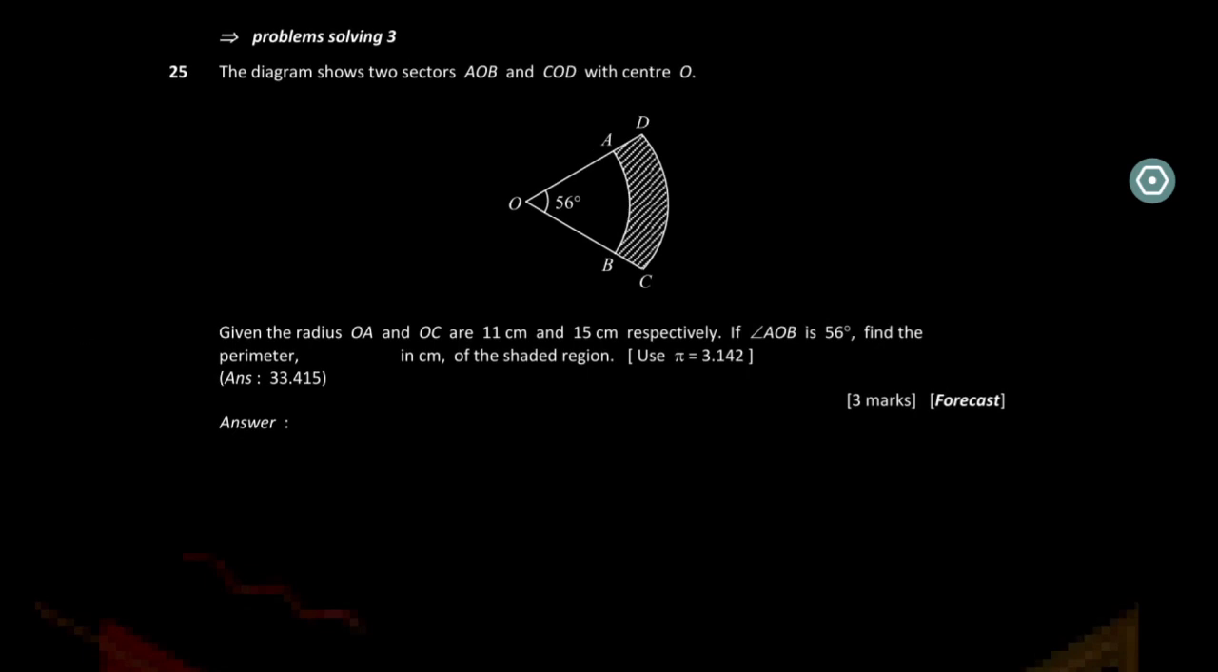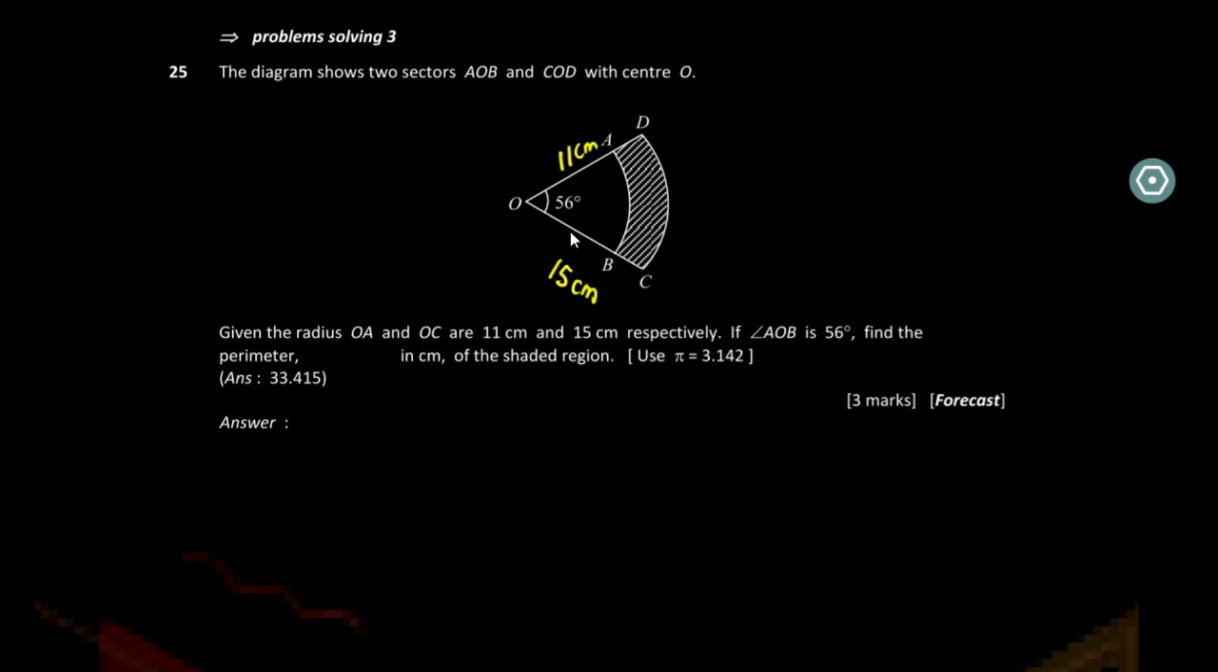You are given a diagram that shows two sectors, AOB and COD, with center O. Given the radius OA and OC are 11 and 15. So let's write that first. OA is 11. OC, the whole thing, is 15. Now if AOB is 56 degrees, find the perimeter in cm of the shaded.